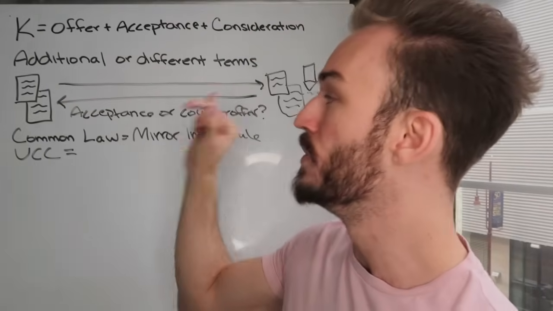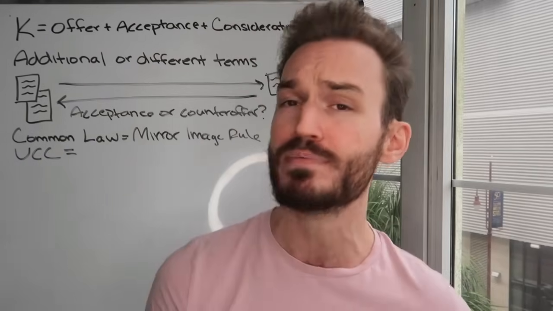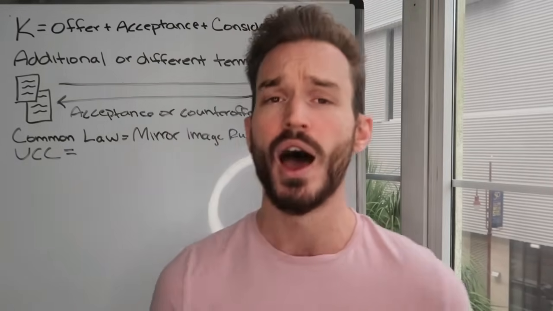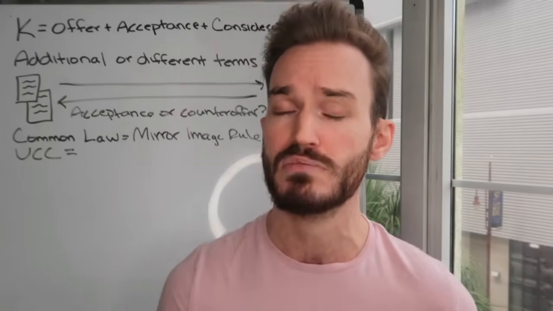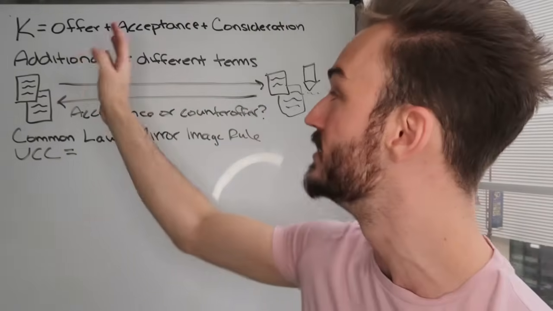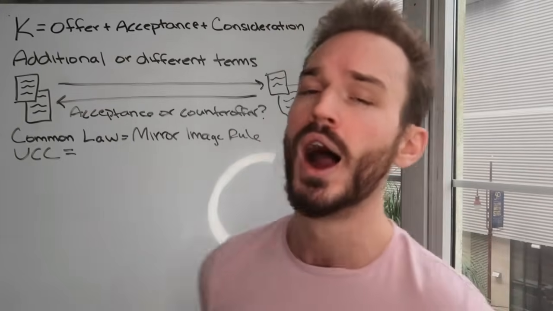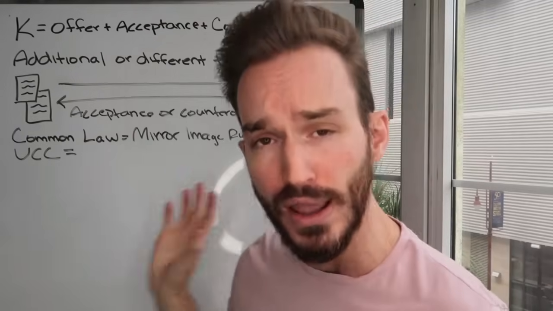When he did that, we no longer have a mirror image, right? Even though the other 19 pages of the contract are going to be a perfect mirror image, because he wrote that on the first page, even though it's a tiny, tiny little change, it doesn't matter. Any additional or different term added is going to break that mirror image. So it's going to be a counteroffer under the common law and the mirror image rule.